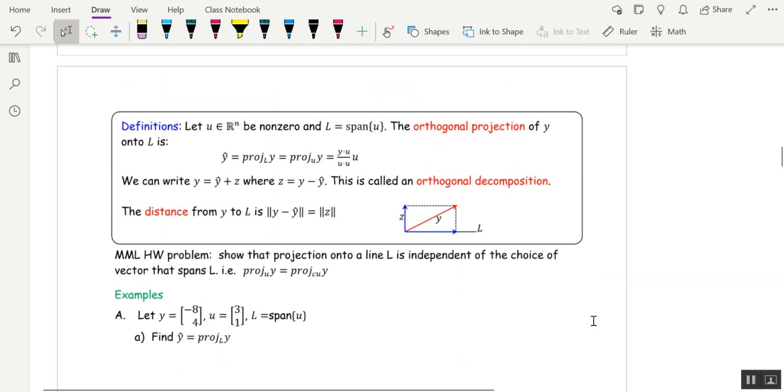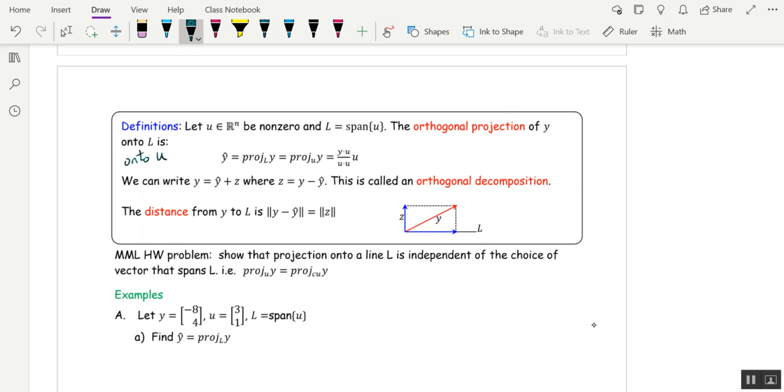Okay, so here are the definitions. If u is in Rn and L is the span of u, the orthogonal projection of y onto L, or you could say onto u, or onto the line spanned by u, doesn't matter, they're all synonymous, is y hat equal to, so I write projection onto u of y, y dot u over u dot u, and then you can decompose y into y hat plus z if you let z equal y minus y hat.